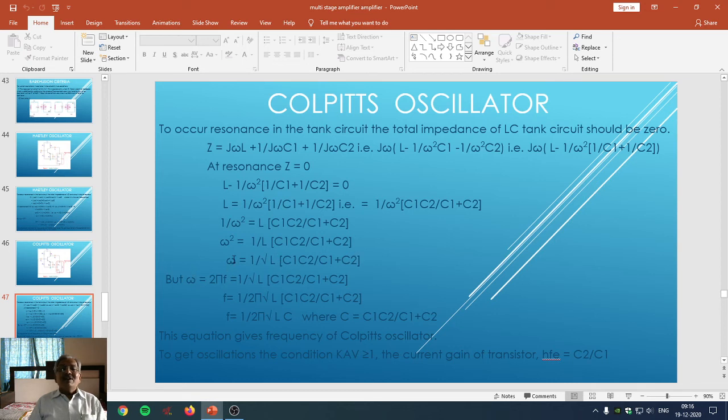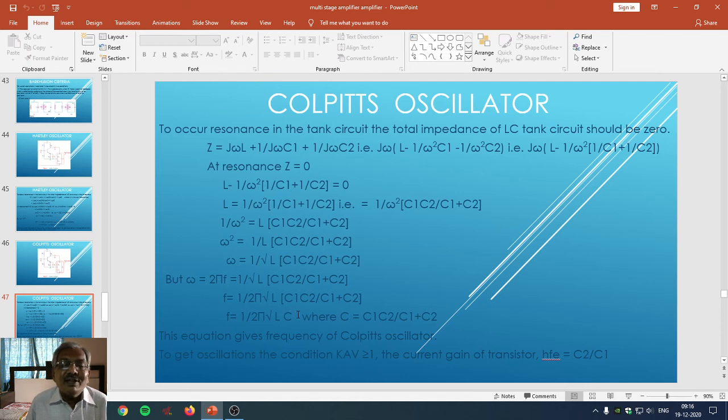But we are aware that omega is equal to 2 pi f. Which one can write as f is equal to 1 upon 2 pi root of L into C1 C2 upon C1 plus C2. By substituting C equal to C1 C2 upon C1 plus C2, we can write f is equal to 1 upon 2 pi root of LC, where C is equal to C1 C2 upon C1 plus C2.